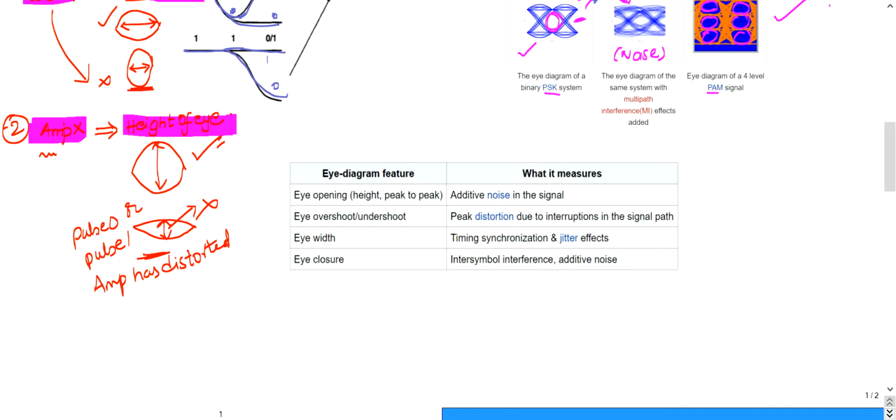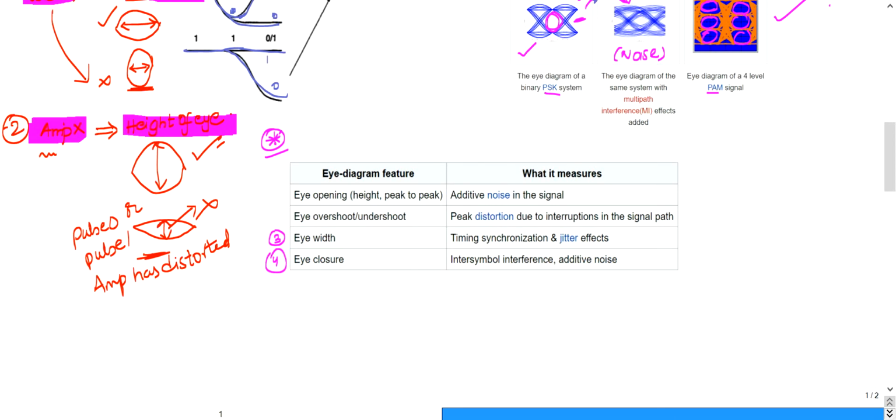Finally, I would like to conclude what an eye diagram is and what its uses are. I have tabulated it in a table. You can see, what is an eye diagram, what it does, and what you can conclude from it. So come to point number 3. First I will discuss 3 and 4.